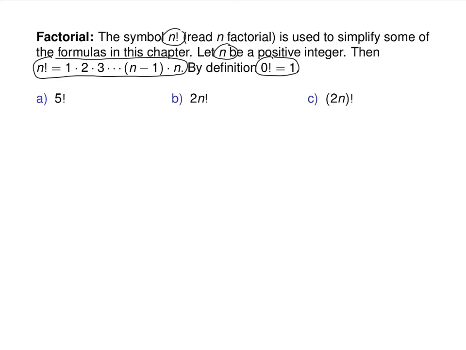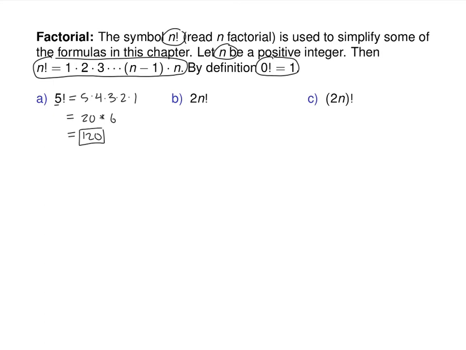So for example, 5 factorial is 5 times 4 times 3 times 2 times 1. You could also think about it as 1 up to 5. It helps me think about it as this number on down. So that will be 20 times 6, or 120.